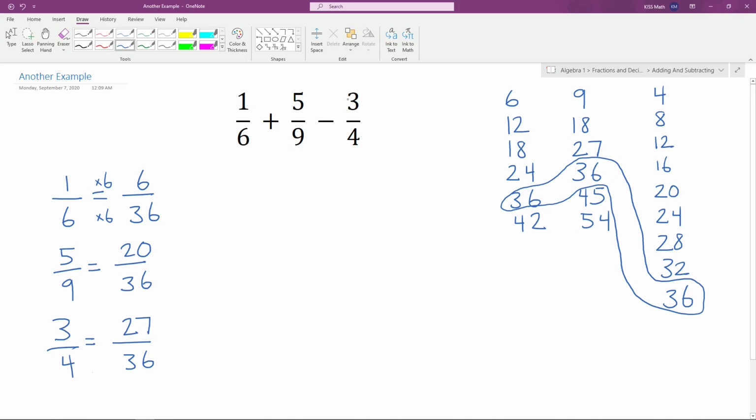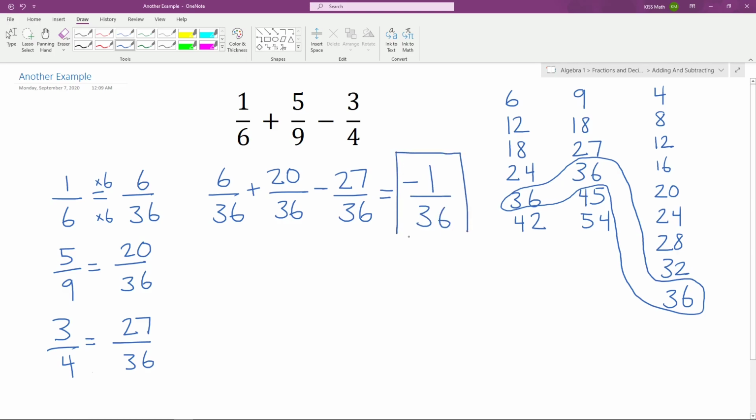So now I'm just going to replace all of these fractions with the equivalent fractions I found here with a denominator of 36. So 1 over 6 becomes 6 over 36 plus 20 over 36 minus 27 over 36. So we've made all of our fractions have the same denominator. So all we need to do now is add up the numerators. So 6 plus 20 is 26, minus 27 is -1. So we end up with -1 over 36. And this is our answer.